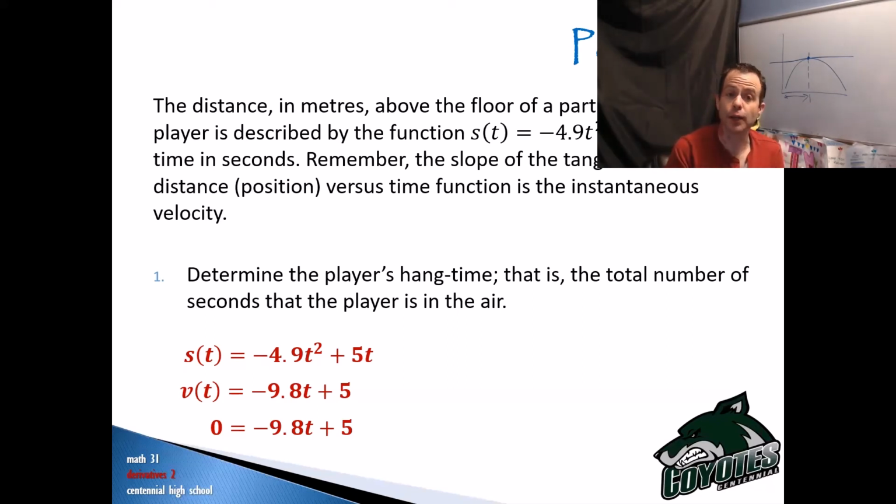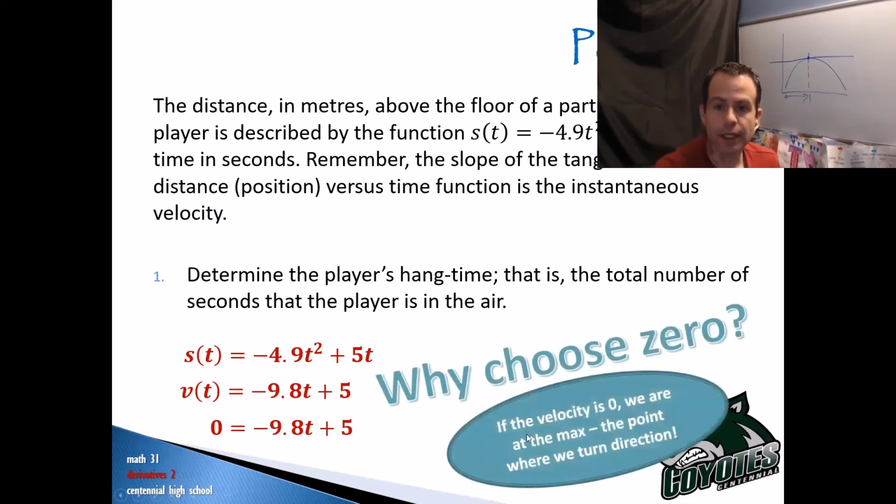Now, is that the full hang time? No, that's only half the hang time, but we're getting there, and we're getting there from a calculus perspective. So then once we have half the hang time, we can multiply it by 2. Okay, so why choose 0? If the velocity is 0, we are at the max, the point where we turn direction.